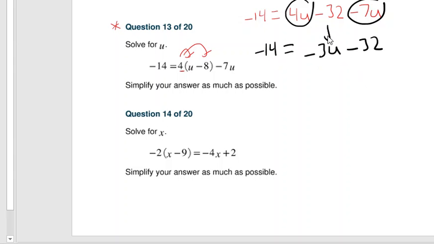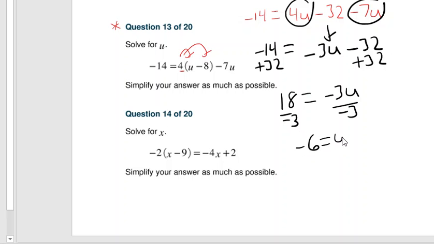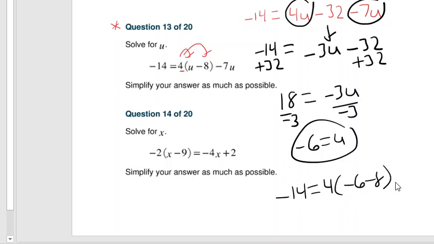Now from there, if we're solving for the u, we would first get rid of the subtract 32 by adding 32 on both sides. Okay, and that leaves us with an 18. So 18 equals negative 3 times u. And then we would divide by negative 3 on both sides. So u equals negative 6. That would be our solution. That is what will make the equation true. If we take negative 14 equal to 4 times negative 6 minus 8, and then minus 7 times negative 6, that would make a true statement.